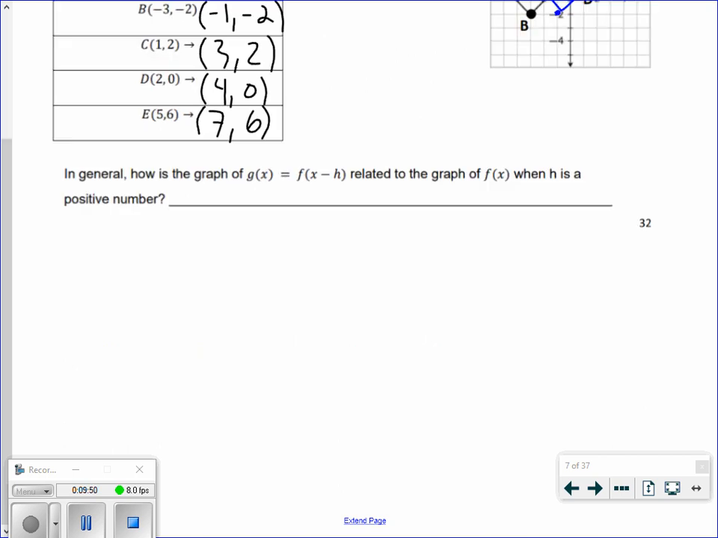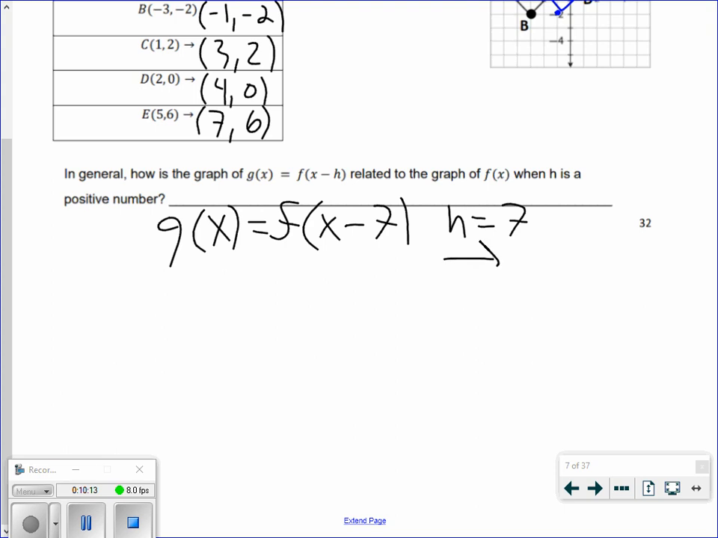Going down here, in general, how is the graph of g of x equals f of x minus h related to the graph of f of x, when h is a positive number? Or in other words, if you have g of x equals f of x, let's say minus 7, some positive number, that means our h is 7, a positive 7, and we're shifting to the right by 7. So you have f of x minus 7, or x minus any positive number. You're shifting to the right by that positive number, by that h value. So like I said, it's kind of the opposite, but that's what's going to happen with h.